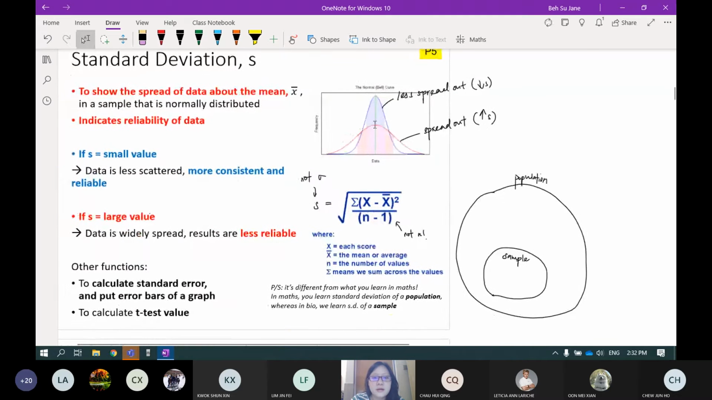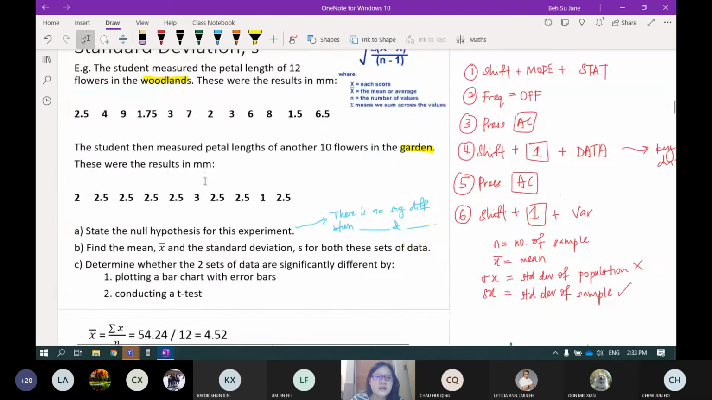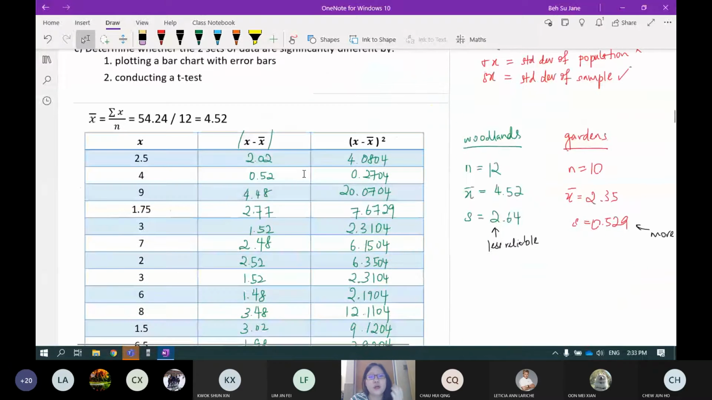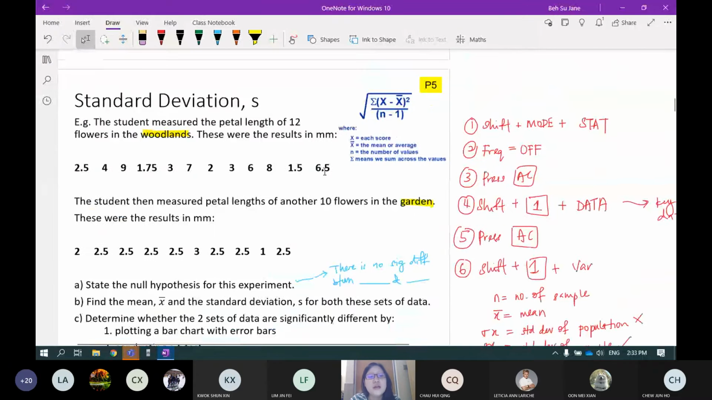You can see in the data even, the Gardens is consistently around 2.5. The range is very narrow. The minimum is 1, the maximum is 3. All of them are very close to the mean, which is 2.35. However, in the Woodlands data, the minimum is 1.5, but the maximum is 9. This is a very large range. It's very spread out.